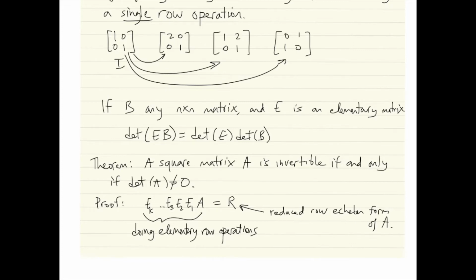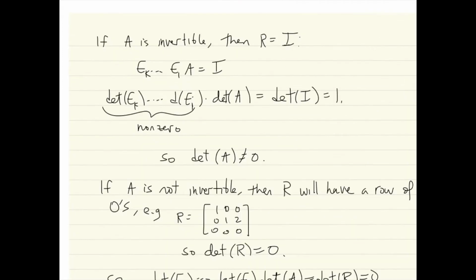Well, we go back to chapter 1 and talk about doing the elementary row operations to this matrix A. Again, doing elementary row operations corresponds to multiplying on the left by the associated elementary matrices. And then once we get to reduced row echelon form, we'll get this matrix R. And if A is invertible, then the reduced row echelon form is the identity matrix. And so we get this equation here.